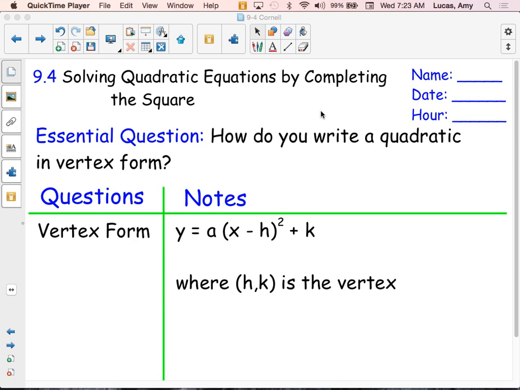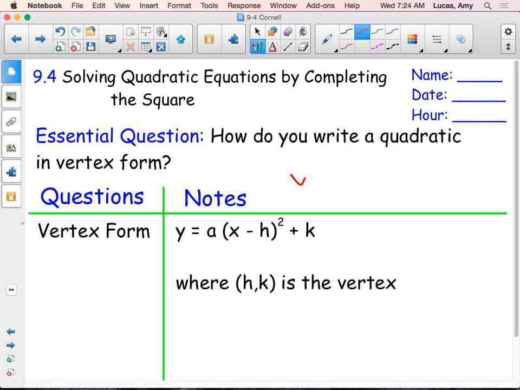Lesson 9.4, Solving Quadratic Equations by Completing the Square. Our essential question is, how do you write a quadratic in vertex form? So our vocab word is vertex form, and what you may notice is that vertex form looks very different from standard form for a quadratic.